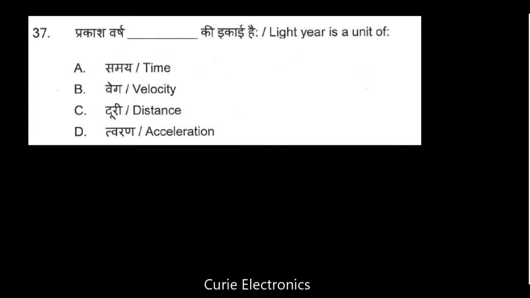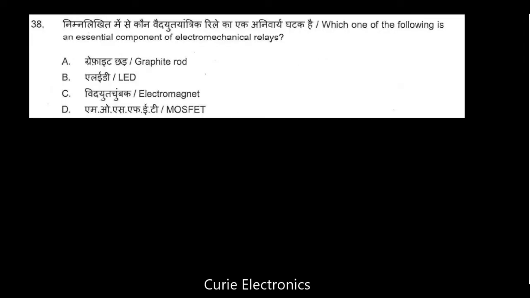Question number 37. Light year is a unit of, see, the distance between Earth and Moon, from Earth to one of the stars, from Earth to Sun, all this is measured using light year. So light year is a unit of distance.